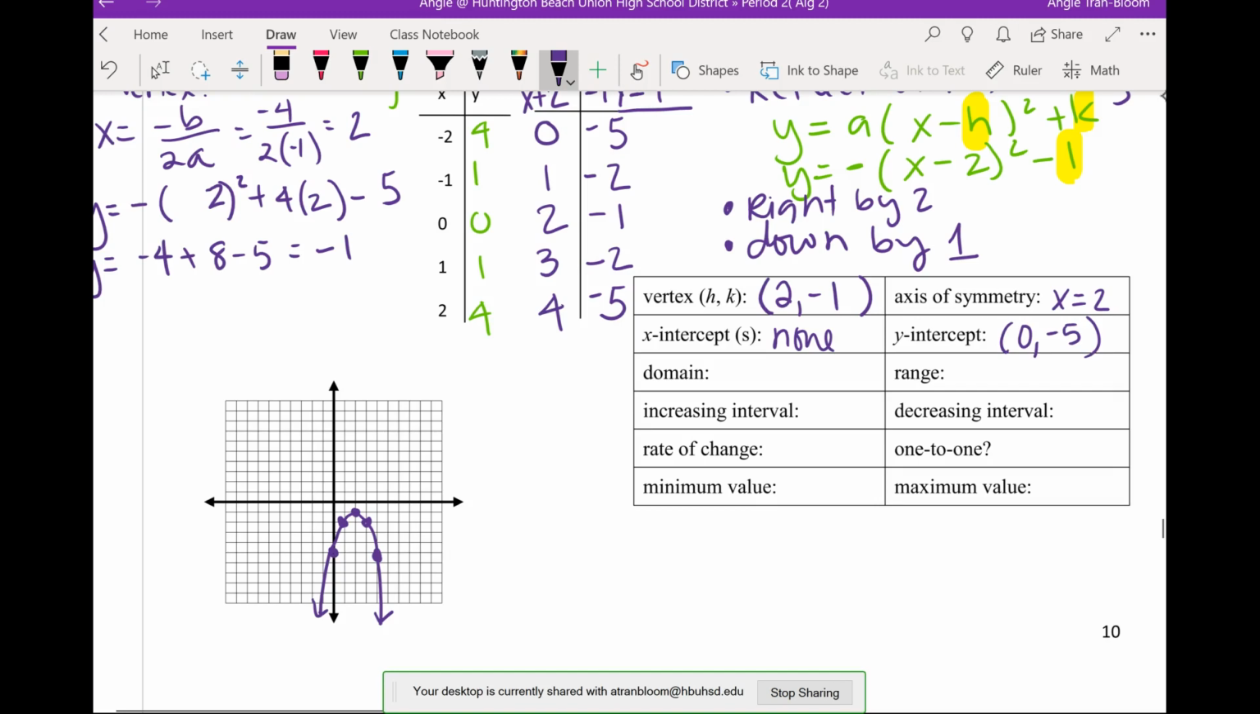Domain. All reals. Range. You're right, actually. It's from negative infinity all the way to negative 1. Do I include 1 or no? No. Wait, yep, I do need to include 1.